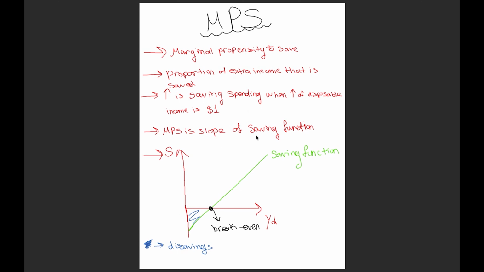MPS is the slope of the savings function. So this is the savings function graph. The savings function starts below the x-axis. The portion below the x-axis is called the dis-savings. When the savings function intersects the x-axis, which is the disposable income, that is called the break-even point. And then after it is the normal savings function.